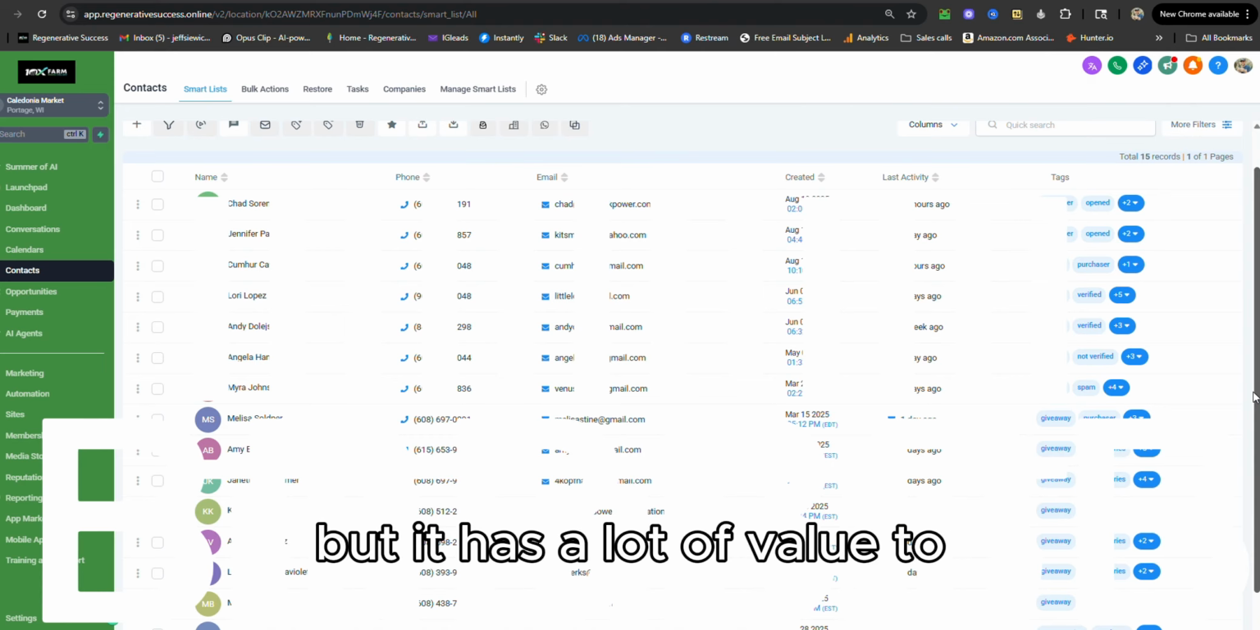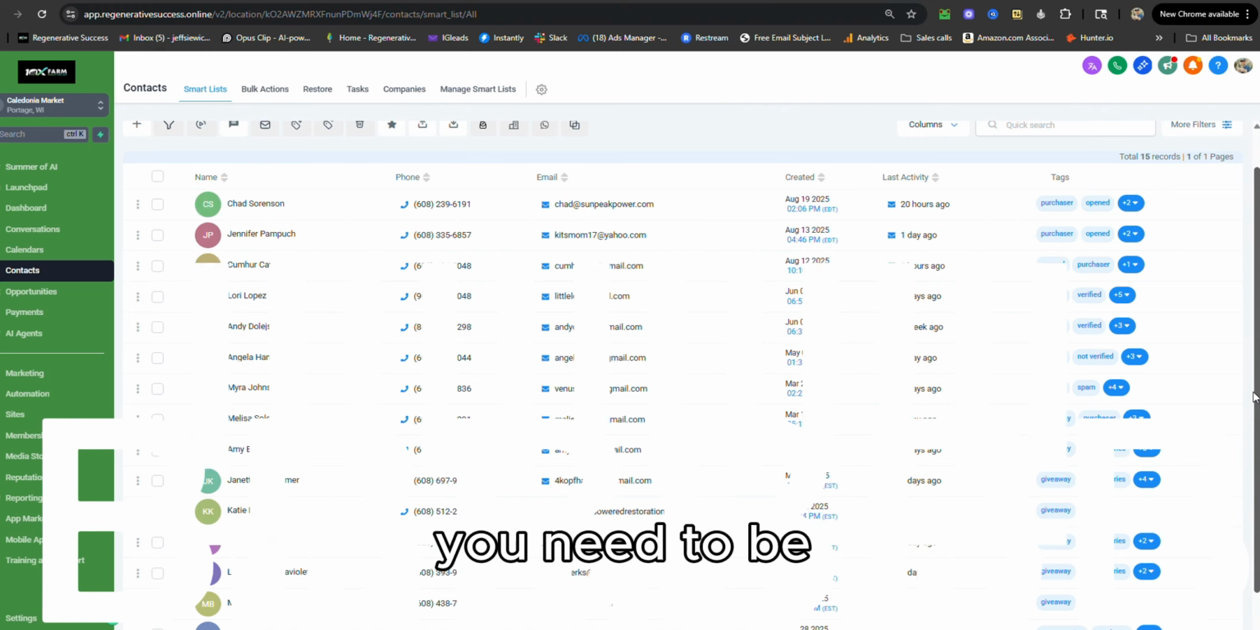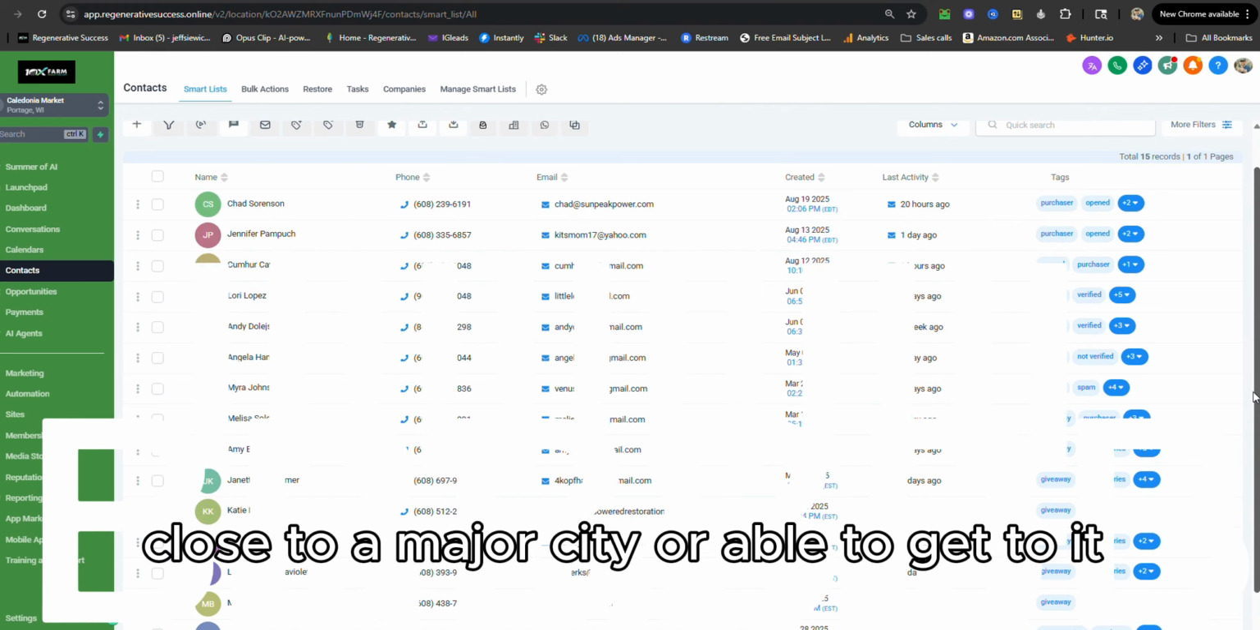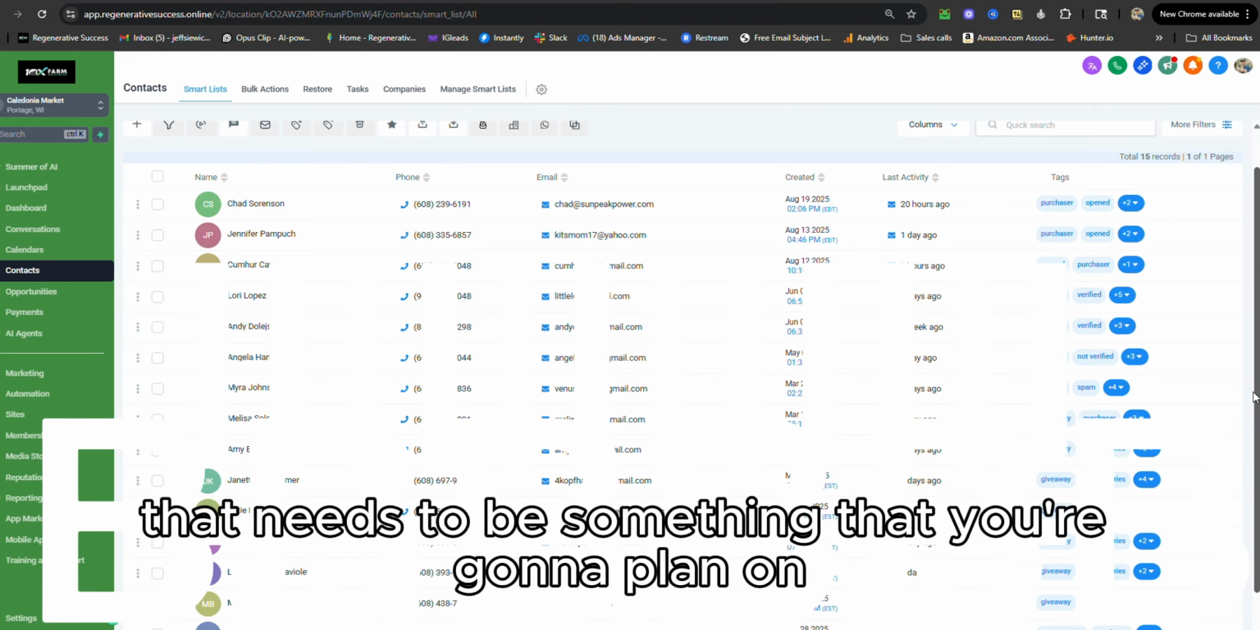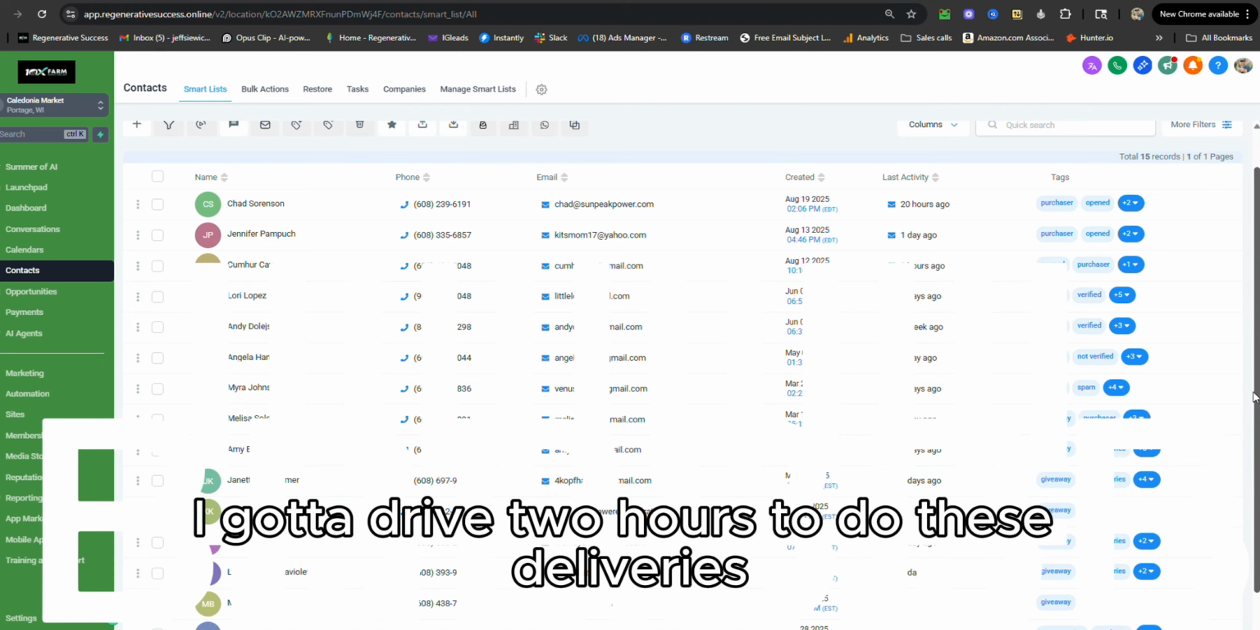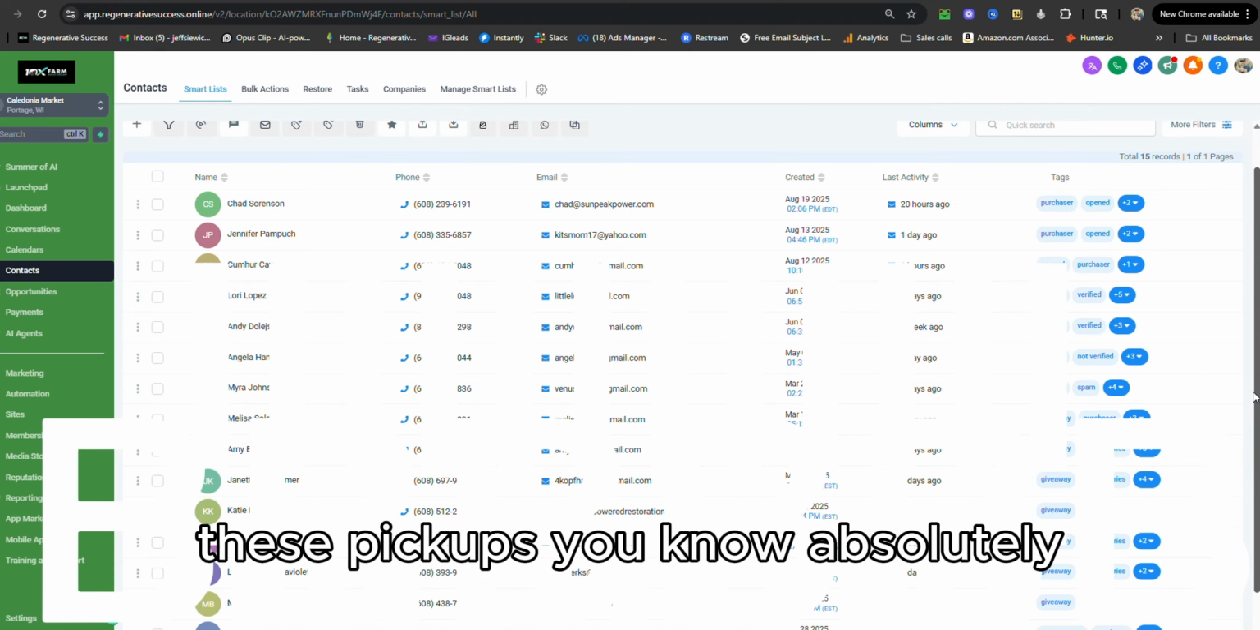Yeah, I think that's key because it's hyper local focused. You need to be close to a major city or able to get to it. Even if you're 2 hours away, that needs to be something that you're going to plan on. Like, okay, once a month I've got to drive 2 hours to do these deliveries, these pickups.